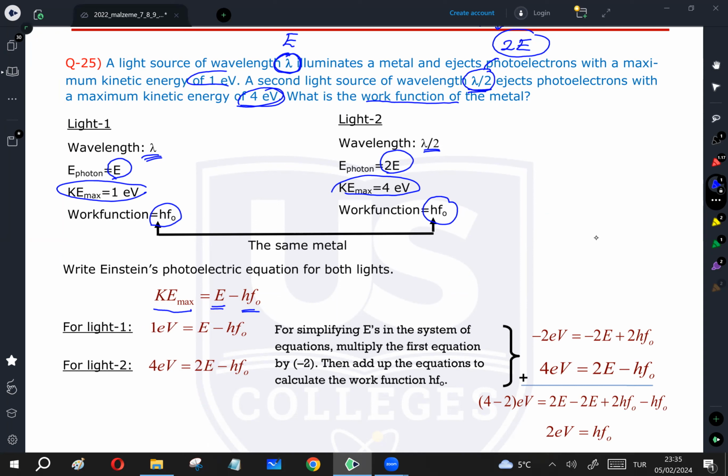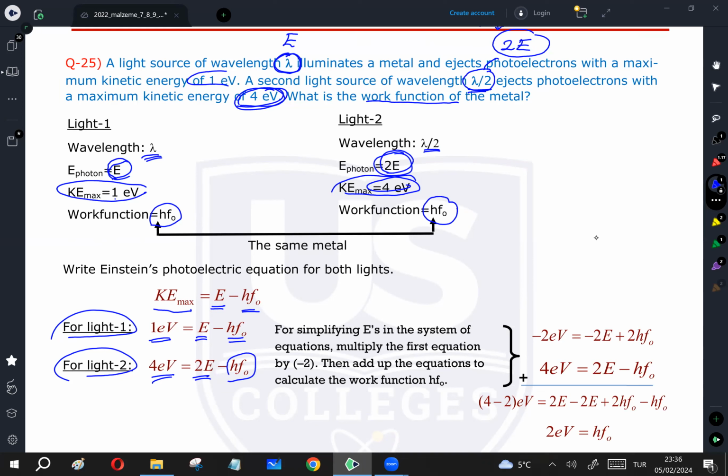So now I am going to write Einstein's photoelectric equation for light 1. Kinetic energy of the photoelectrons is 1, so I write here 1. Energy of the photon is E. Work function of the metal is hf0, which is the same for both lights. For second light, kinetic energy of the photoelectrons is 4 electron volt, but energy of the photon is twice, 2E. Work function is the same because it is the same metal. So we are going to find the work function.